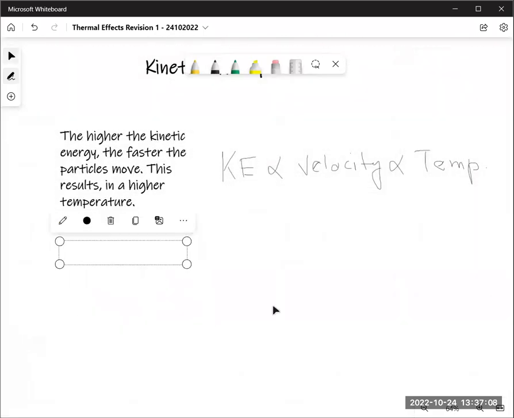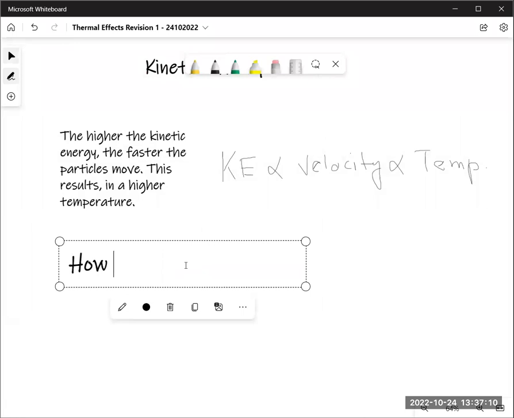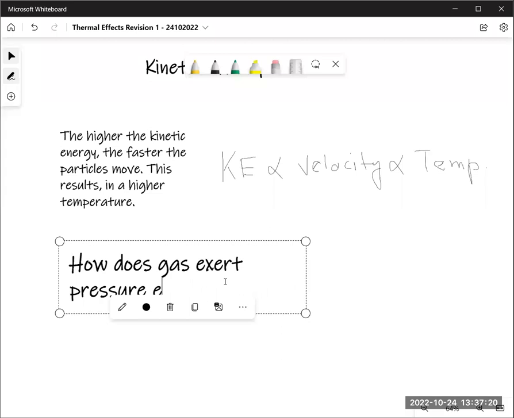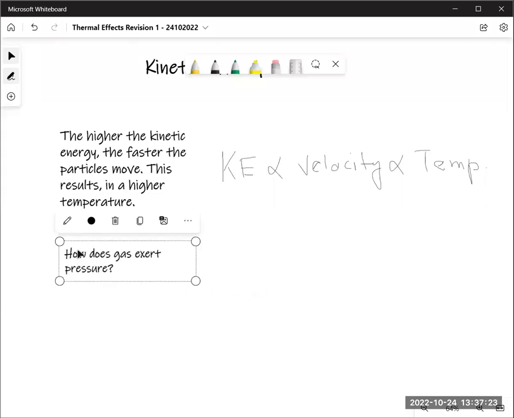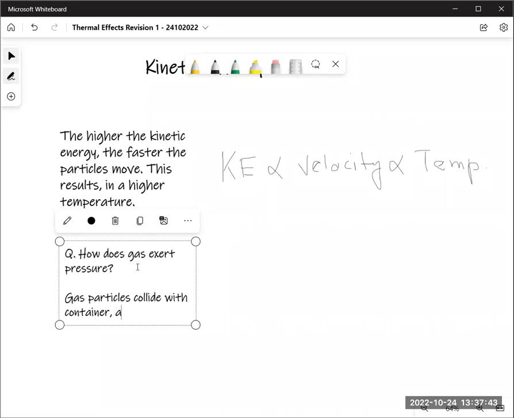The first thing is how is pressure exerted? How does gas exert pressure? Write this, it's very important. Now, this is the first question from this, and we can use the kinetic theory to answer this. Well, first thing is, we'll say gas particles collide with container and change direction.